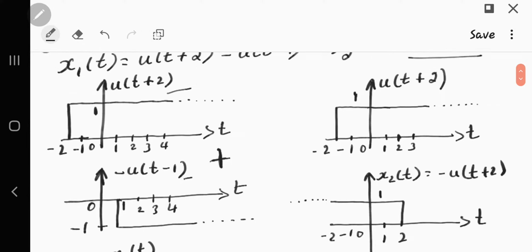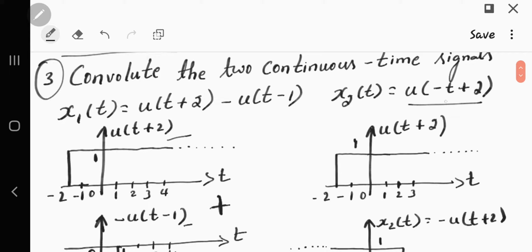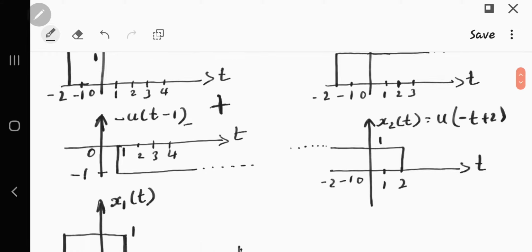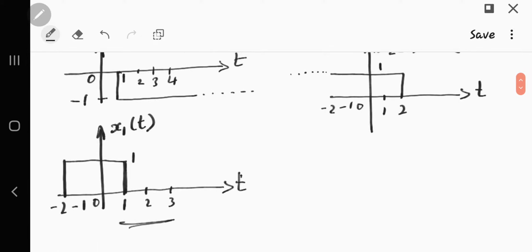Now coming to x2 of t, it is u of minus t plus 2. First I have plotted u of t plus 2, then the time reversal operation is performed on this, so you will get u of minus t plus 2. That is the x2 of t signal. So this completes the plot of x1 of t and x2 of t. You can observe that this one is a rectangular signal and this one is a unit step function. Now for these two signals we have to perform convolution.